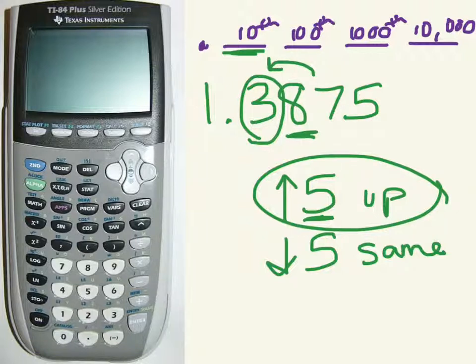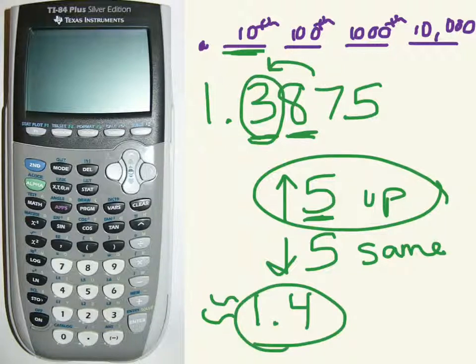So when I'm then approximating to the tenths place, this number right here would become a 4 because the 8 bumped it up. So my approximation to the tenths place of 1.3875 would be 1.4. And that would be my approximation to the tenths place.